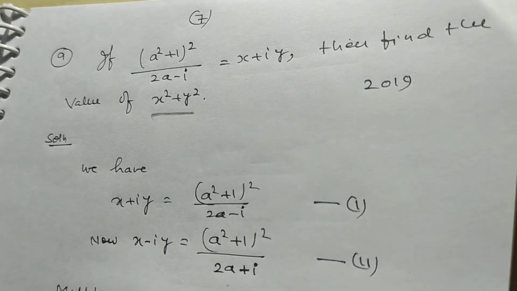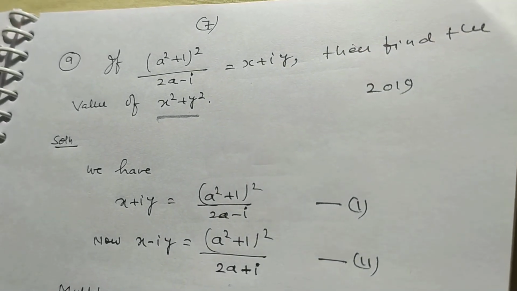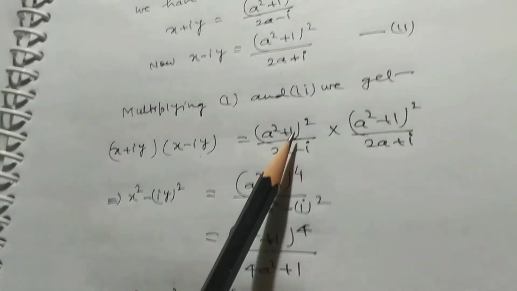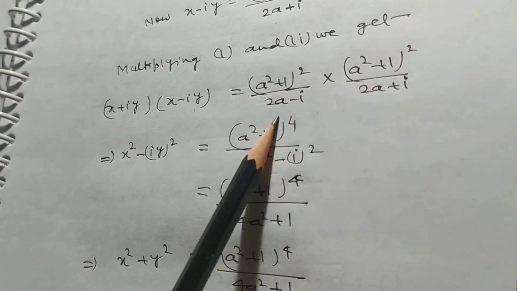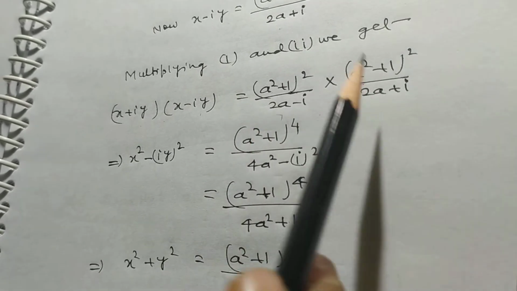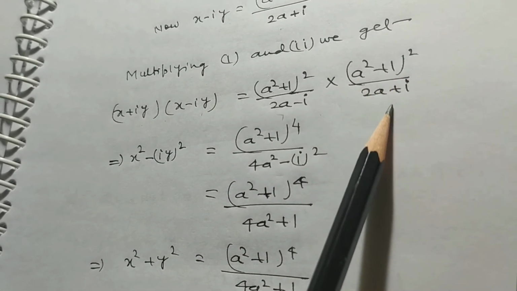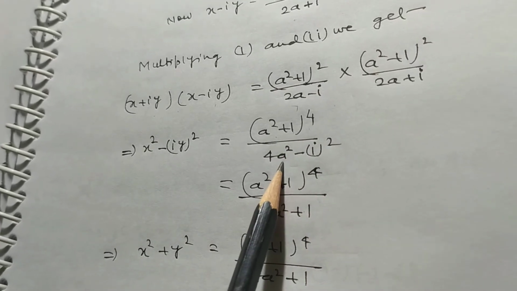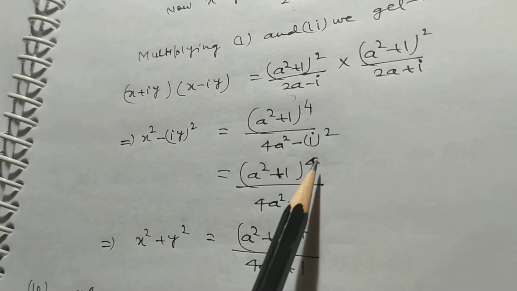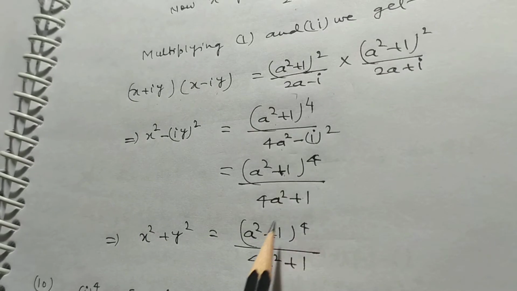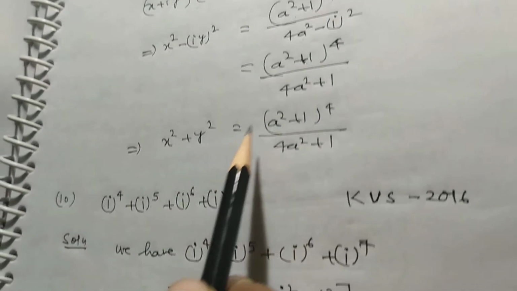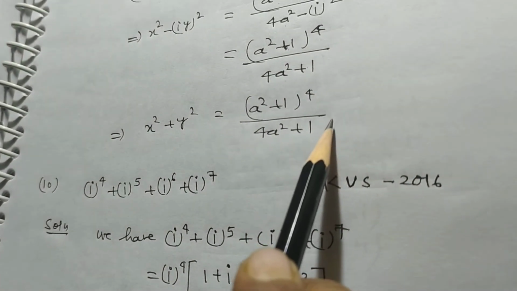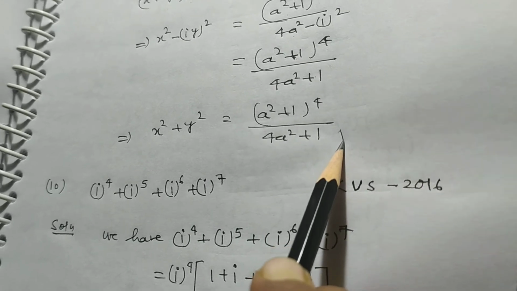So by taking help of this condition, you find the value of x minus iy also. Multiplying the first and second, we get x plus iy into x minus iy. It is a square plus 1 whole square over 2a minus i, into a square plus 1 whole square over 2a plus i. It is a square plus 1 to the power 4 over 4a square minus i square, that is a square plus 1 to the power 4 over 4a square plus 1. So x square plus y square is equal to a square plus 1 to the power 4 divided by 4a square.